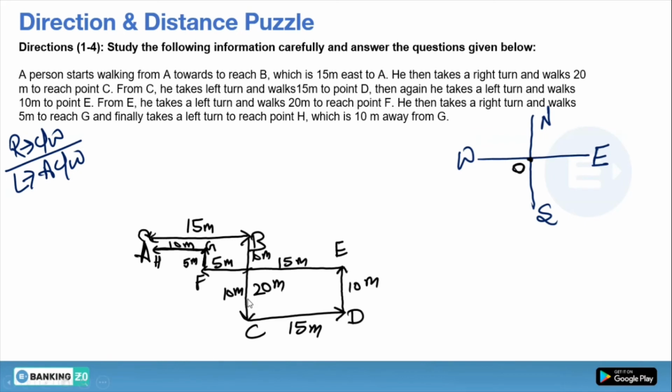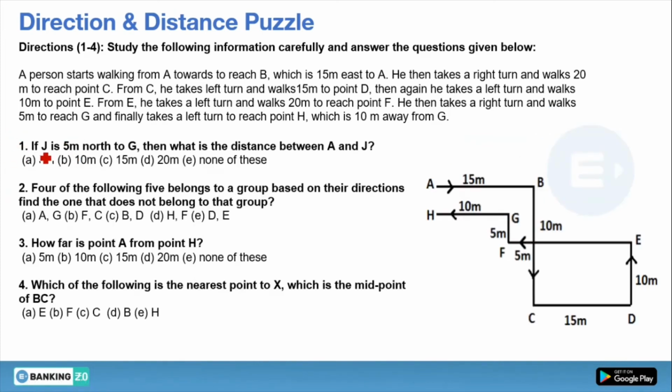Now let's solve the questions based on it. Question number 1: if J is 5 meter north of G, then what is the distance between A and J? We know that from B and this point the total distance is 10 meter. G and F is parallel to B and this point, so this 5 meter is covered by G and F, and the remaining 5 meter will be covered by G and J. The total distance between J and F will be equal to B and this point because these two lines are parallel.